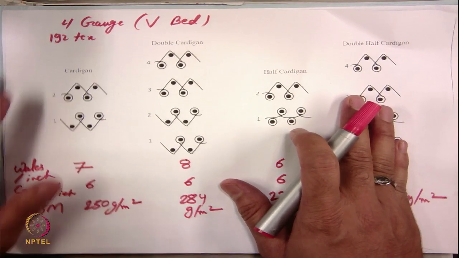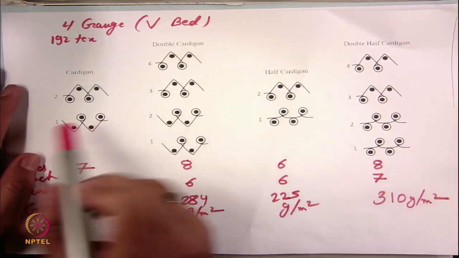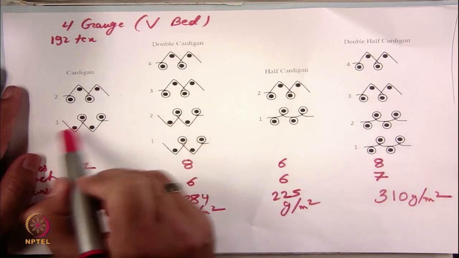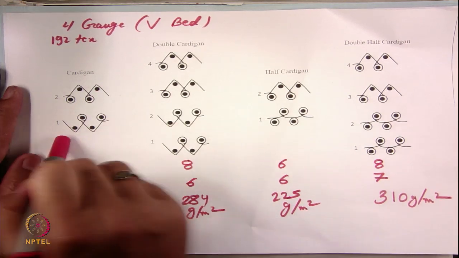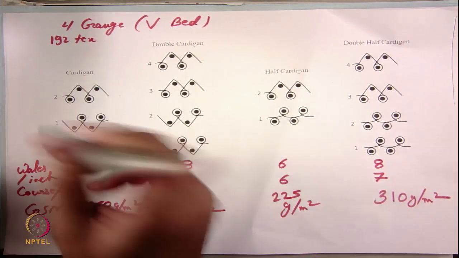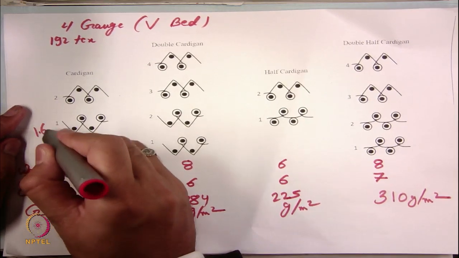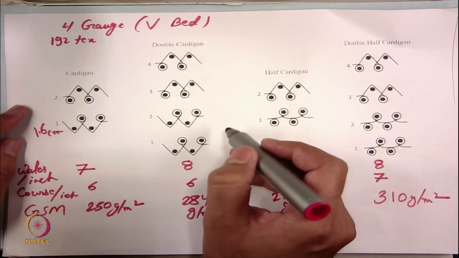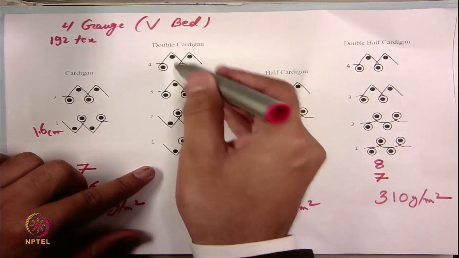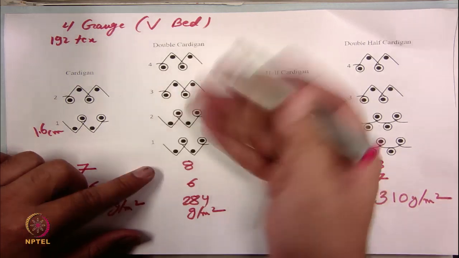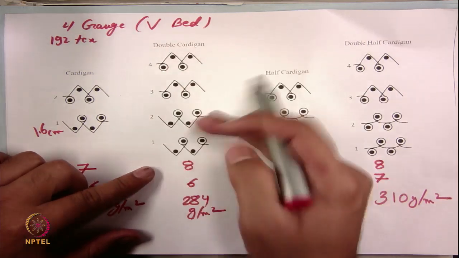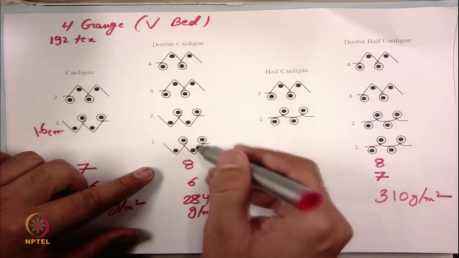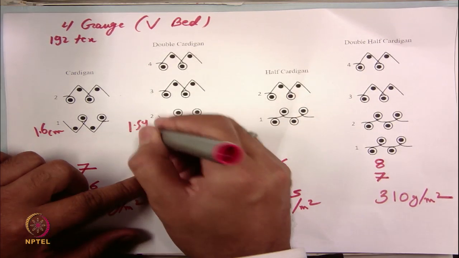And if you see the loop length, in the cardigan both the courses are similar. If you take out the yarn of one course and divide it by the total number of needles, the loop length was 1.6 centimeter for this particular course. If you go for double cardigan also, all the courses are almost similar, only the nature of tuck and loop has been exchanged after two courses. Each course's loop length was observed the same, 1.54 centimeter.